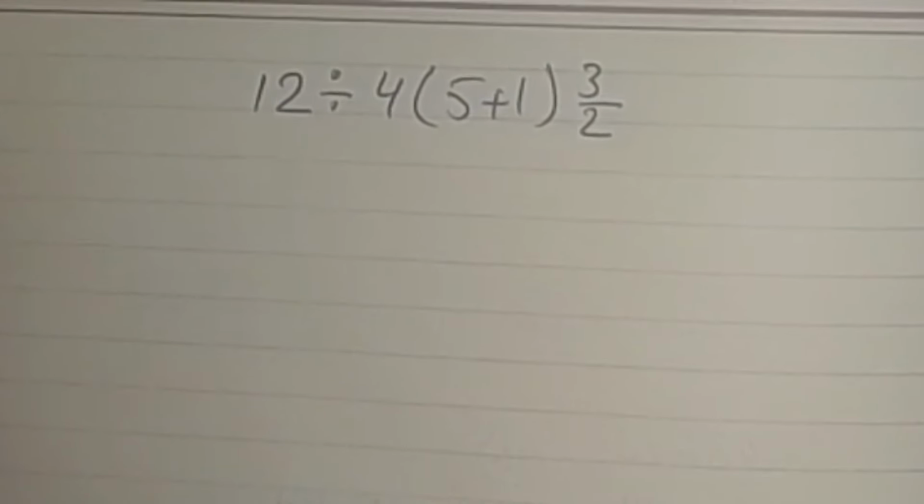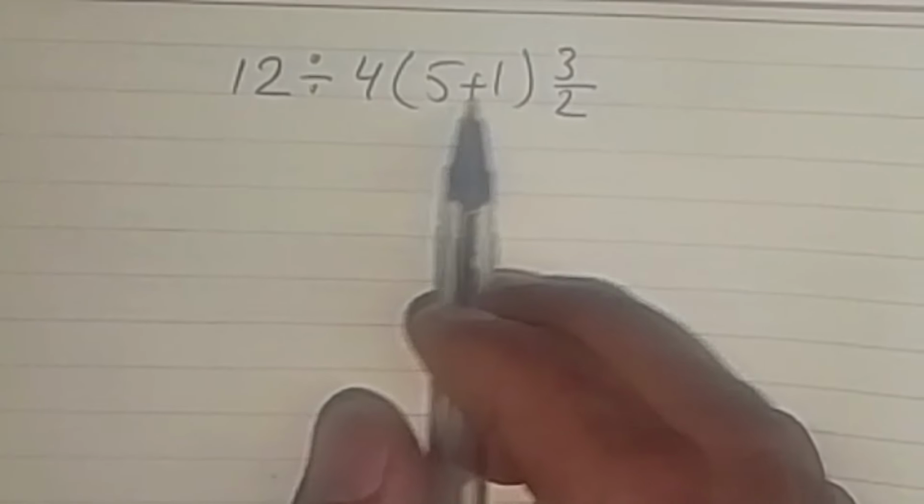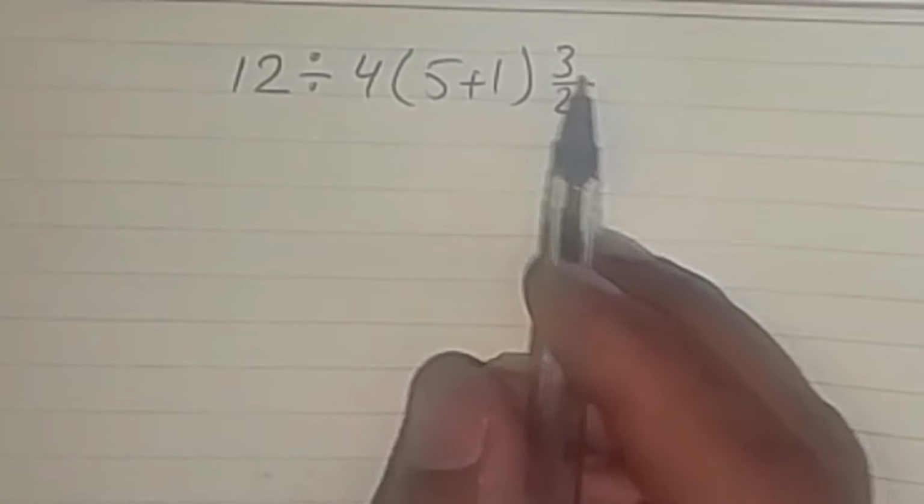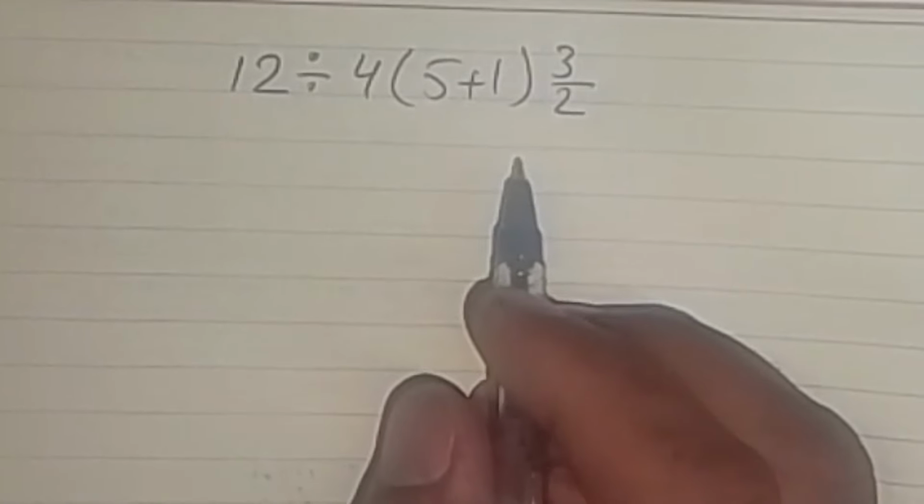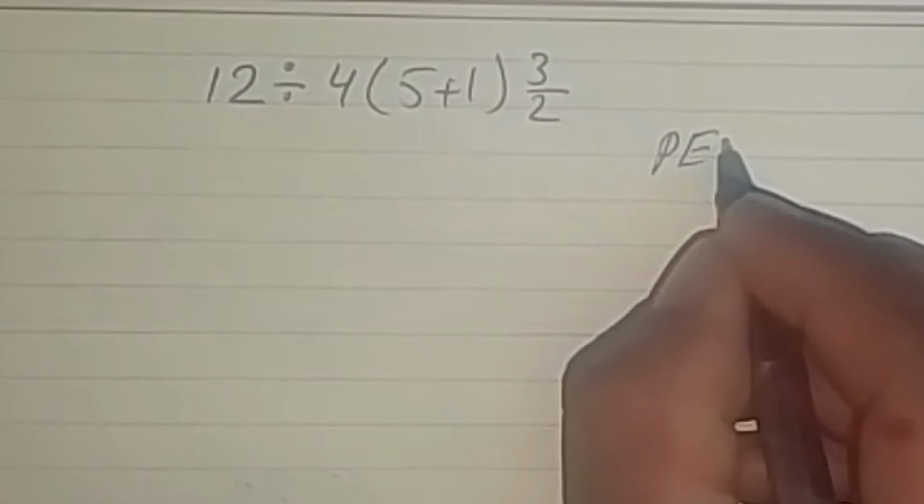Today we find the value of this fraction: 12 divided by 4(5 + 1) 3 over 2. Now we solve it by the rules of mathematics, PEMDAS.